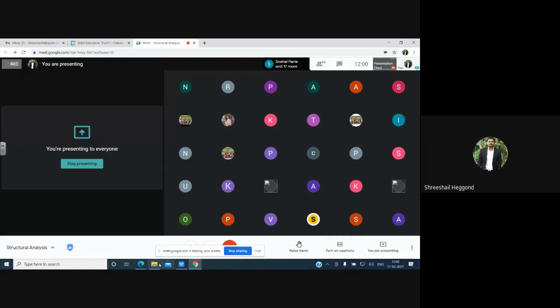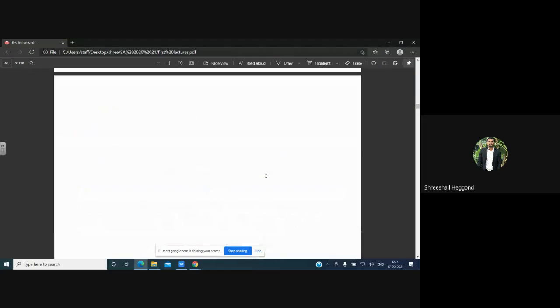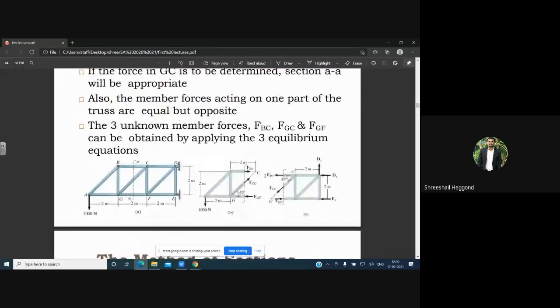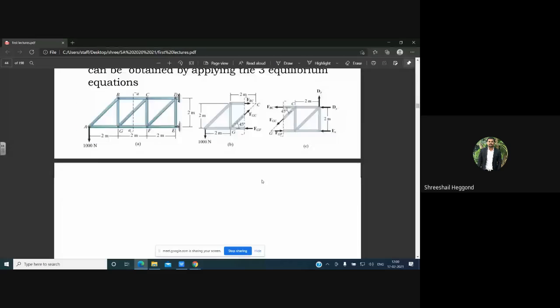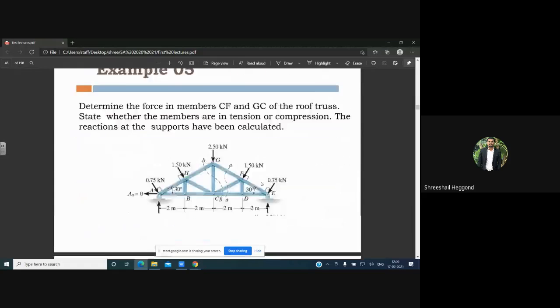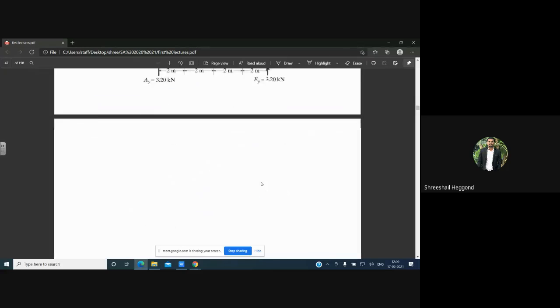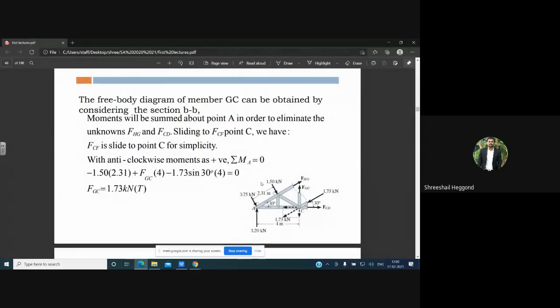We discussed the joint method. We have done some numericals on the joint method also, and then we started with the section method. Our Ritter method depends upon the scientist who invented the section method. Their name is recalled as the Ritter method for stress analysis. We have done a numerical on stress analysis for the first example, determining the axial forces in different members.